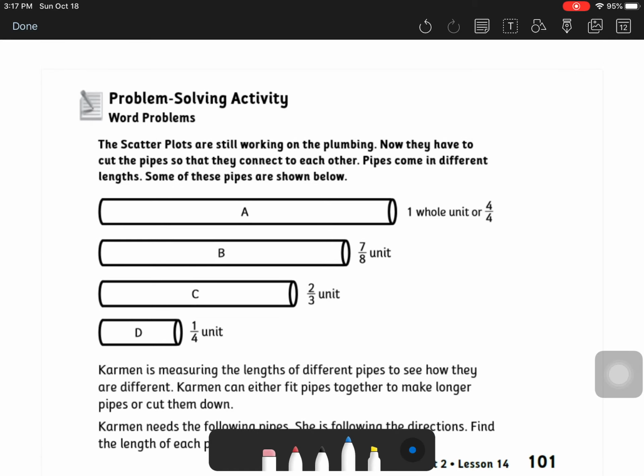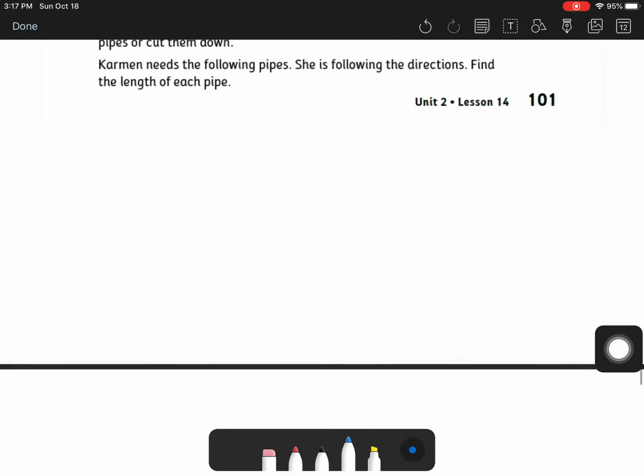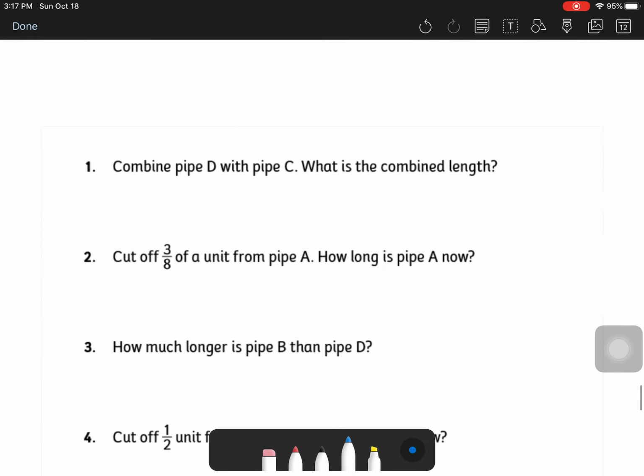Okay, so our problem solving activity, more of the same. So looks like we've got pipes, different length pipes, and they're going to ask us, probably, to do the difference or combining them and so on. So we've got the different fractions here, okay? Let's see what we got here.